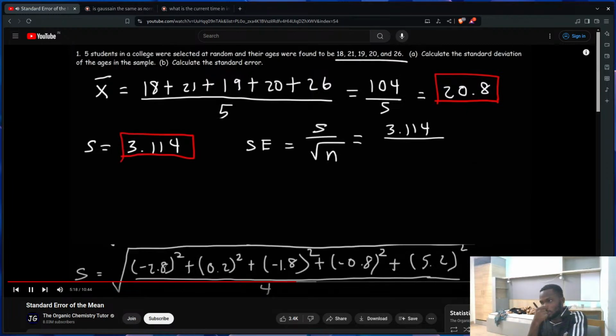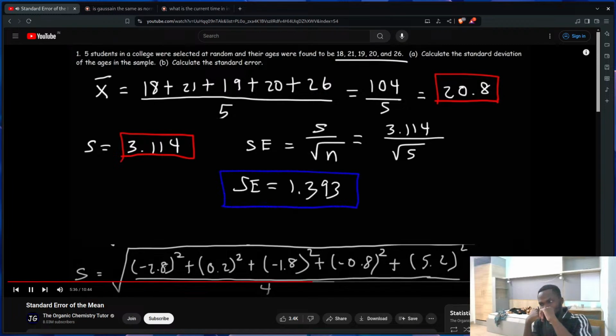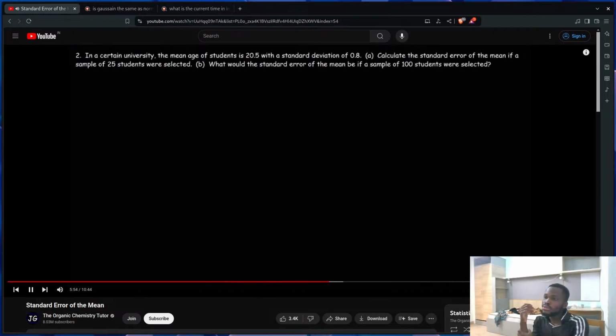The sample size is 5. There's 5 ages in this sample, so we're going to divide by the square root of 5. So this is going to be 3.114 divided. This is the standard error in this example. That's how we can calculate it. The standard deviation is 0.8.